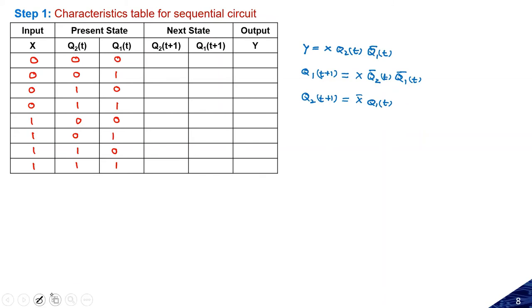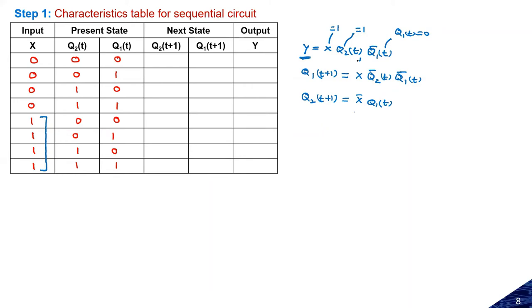This condition says that to make output Y high, X should be 1, Q2T should be 1, and Q1T should be 0. So I need to filter based on this to make the output high. Let us see the conditions for X equal to 1. The first case is this one. I need to check these four cases where X is equal to 1, as they can give you Y equal to 1. So the first part I have done.